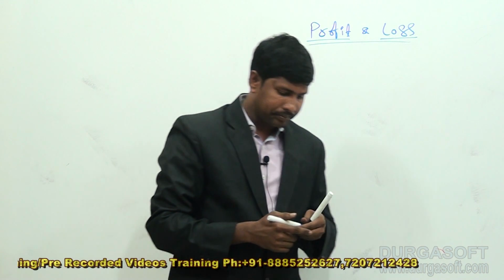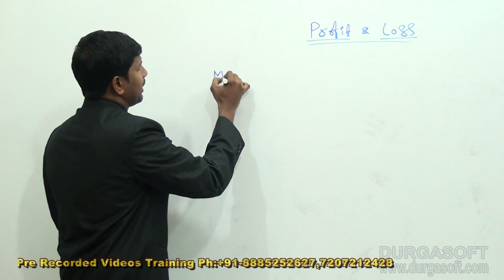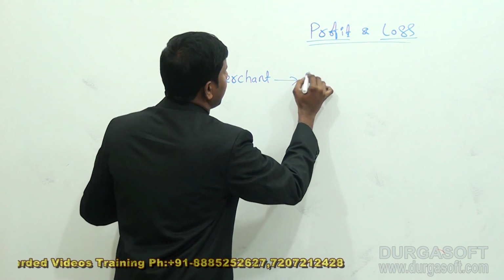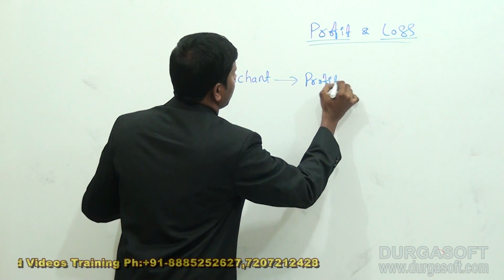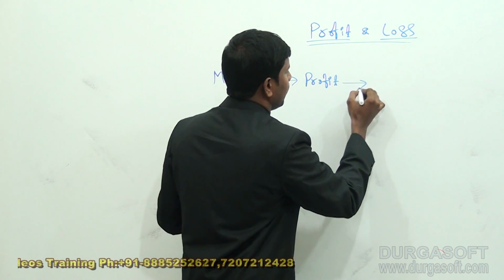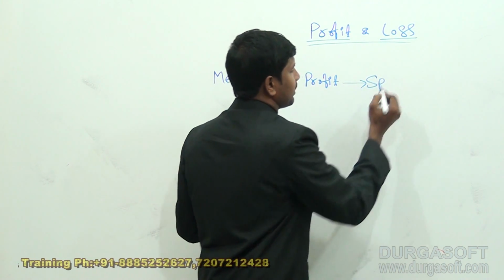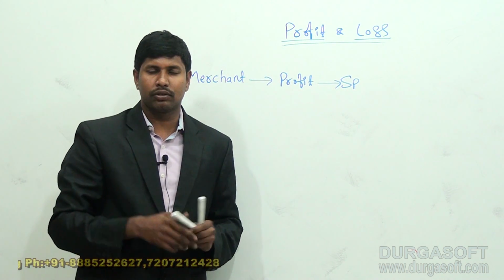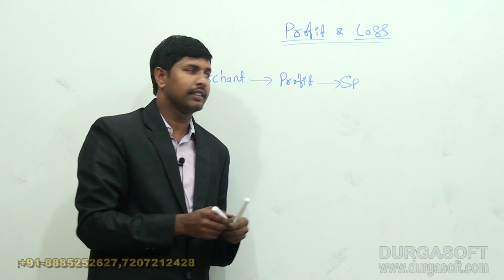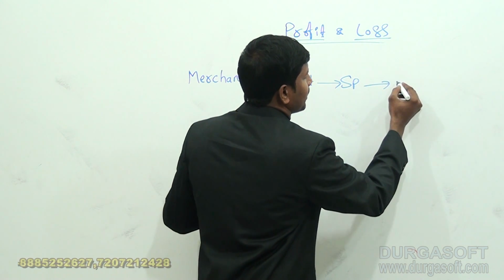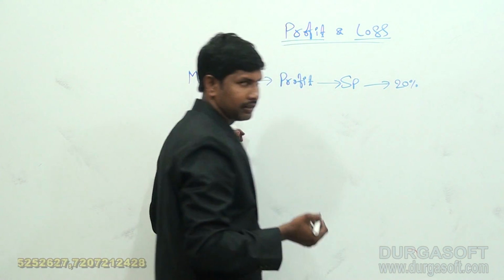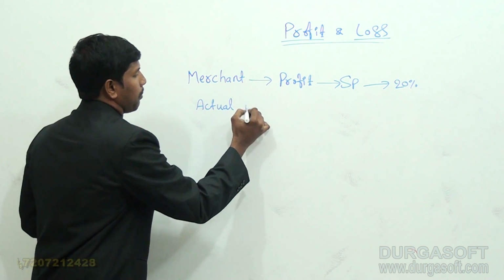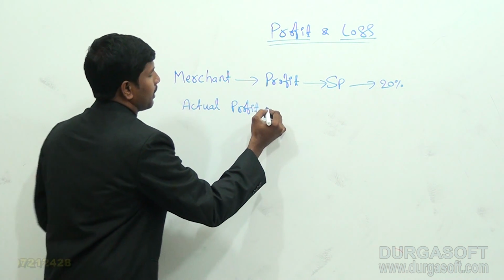So the next question: a merchant calculated his profit percentage on the selling price. A merchant calculated his profit over the selling price, and he got the answer as 20%. Now my question is, what is the actual profit percentage?